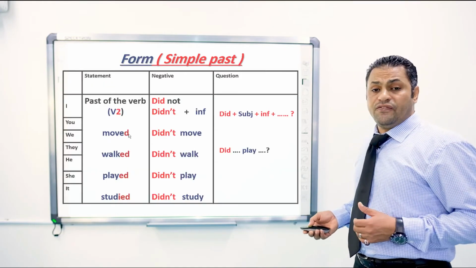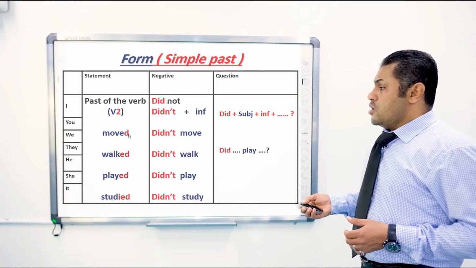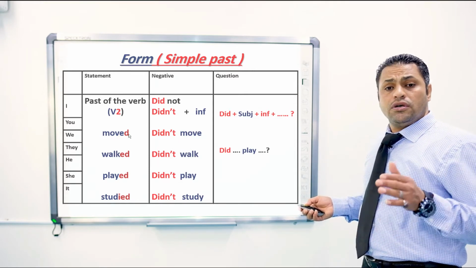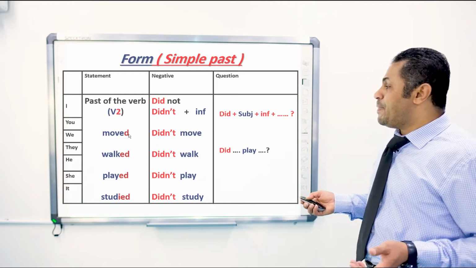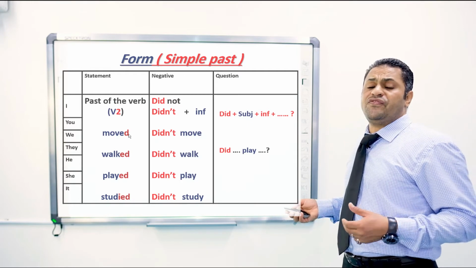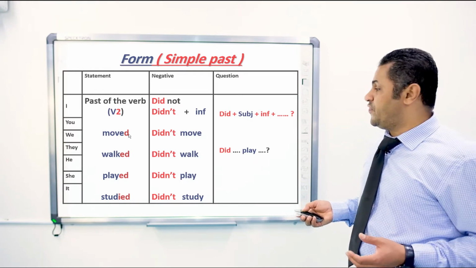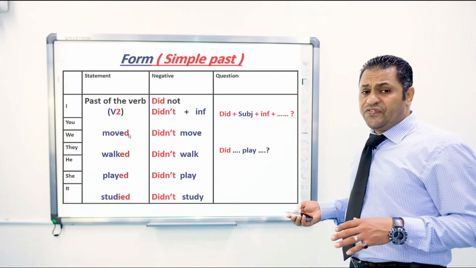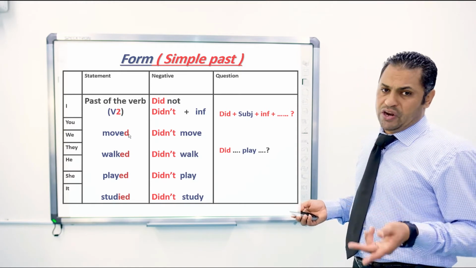Look at this table for the form of the simple past. With all subjects, whether they are singular or plural, use one form, which is the past of the verb, or the verb's shape number 2. How can I get the past of the verb? We can divide verbs in English into two parts, regular verbs and irregular verbs.